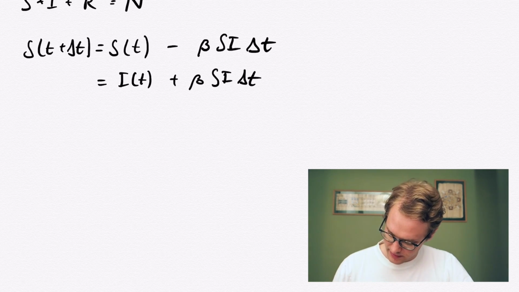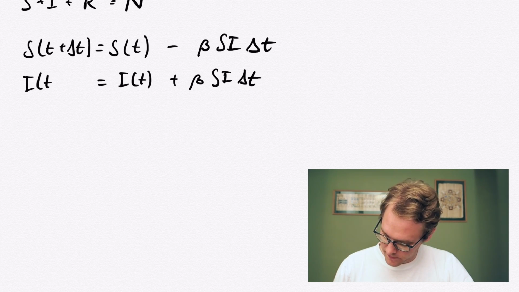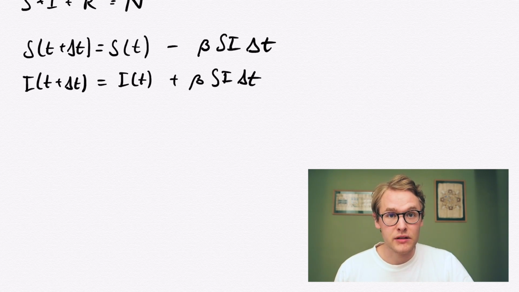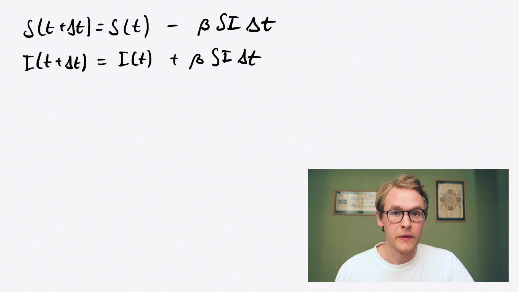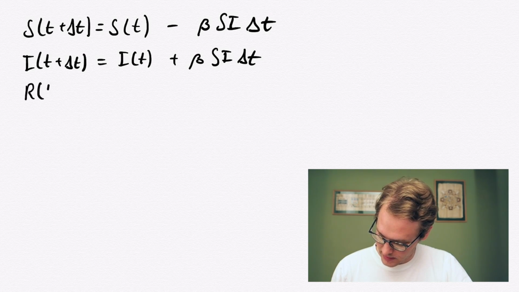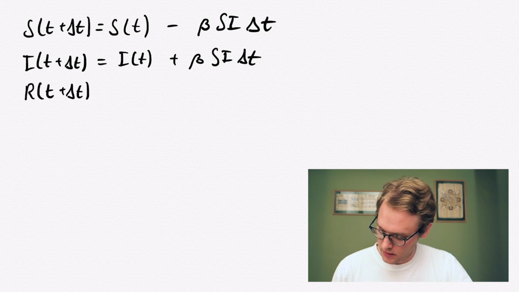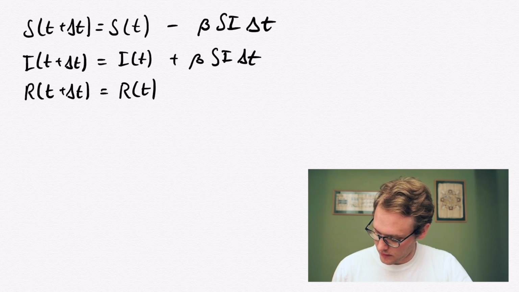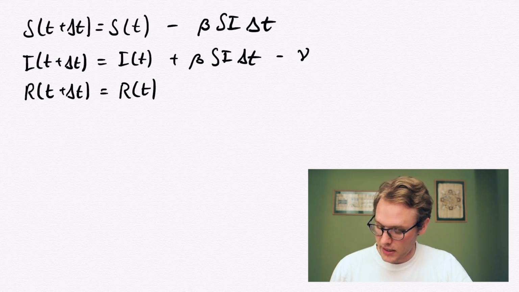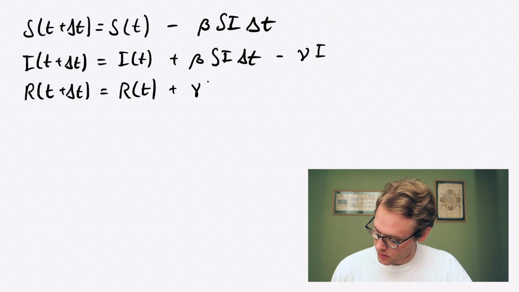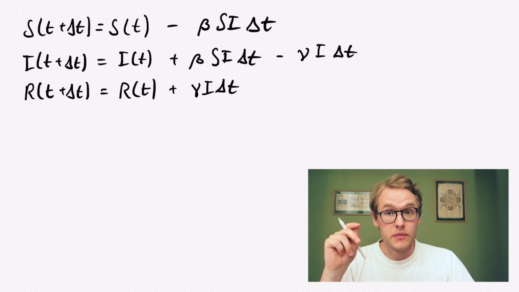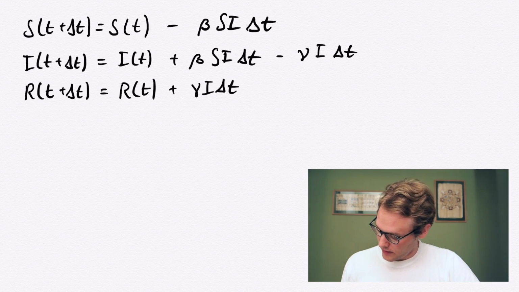So I hope you understand that. And this is not susceptible, these are infected. And I'll just write up the last equation and I'll go through it once again. The last one is recovered. And from here we have some chance nu for the infected people to recover, and this also happens for every time step delta t. So we have three groups.